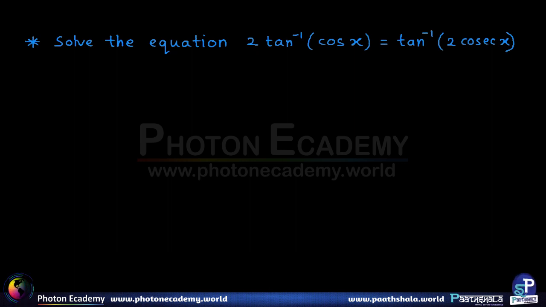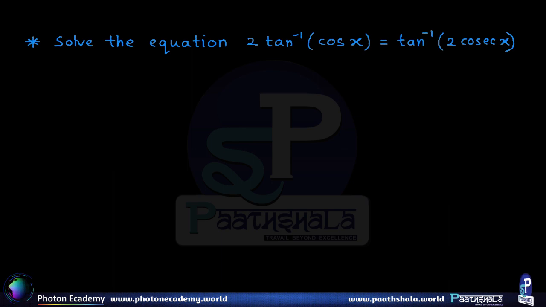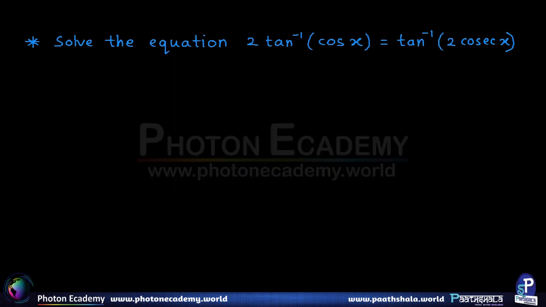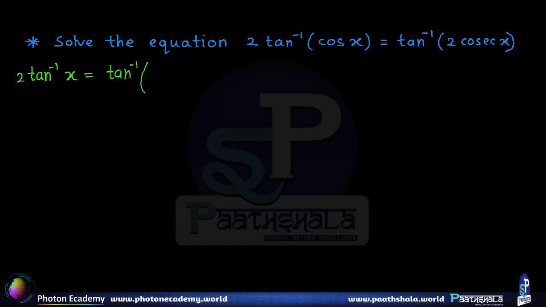Solve the equation 2 tan inverse of cos x is equal to tan inverse of 2 cosec x. Now if we think a bit, first of all there are tan inverse terms on both sides, but because of this factor 2 we cannot eliminate the tan inverse terms right now. So let us try to convert the left hand side into tan inverse of some expression, for which we have seen the result that 2 tan inverse of x can be written as tan inverse of 2x upon 1 minus x square. So by writing this we can get rid of this multiplier 2.